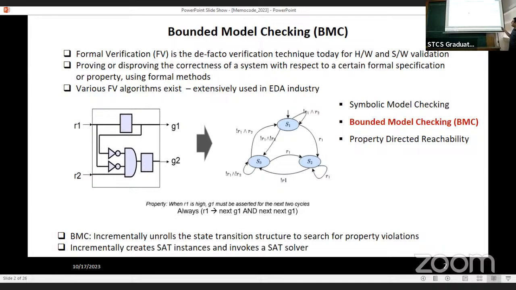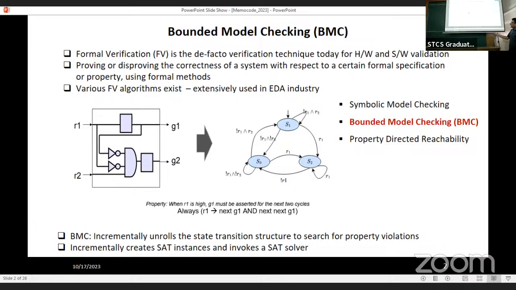In particular, this technique of formal verification called bounded model checking, or BMC, does this task incrementally. On one side, techniques like symbolic model checking or property-directed reachability work on an entirely different principle, where they first extract this big state machine, then represent the specification formally, and then run graph theoretical algorithms to find out whether the specification holds. What bounded model checking does is incrementally unroll the state transition structure to find violations. I'll give a concrete animation to show how this works.